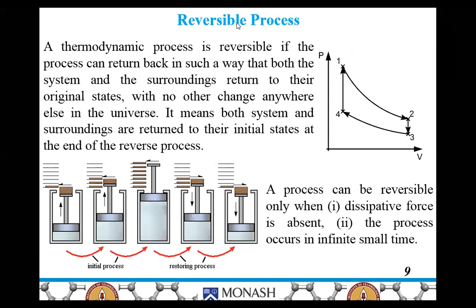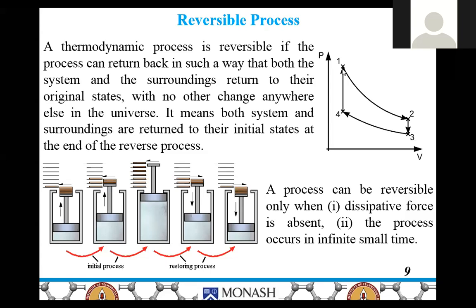A reversible process. A thermodynamic process is reversible if the process can return back in such a way that both the system and surrounding return to their original states with no other change anywhere else in the universe. It means both system and surrounding are returned to their initial states at the end of the reverse process.